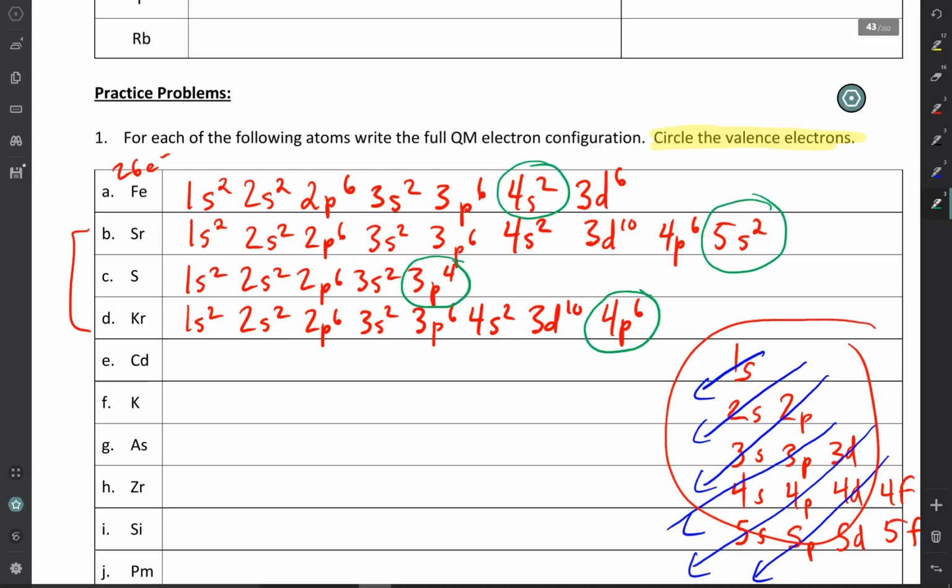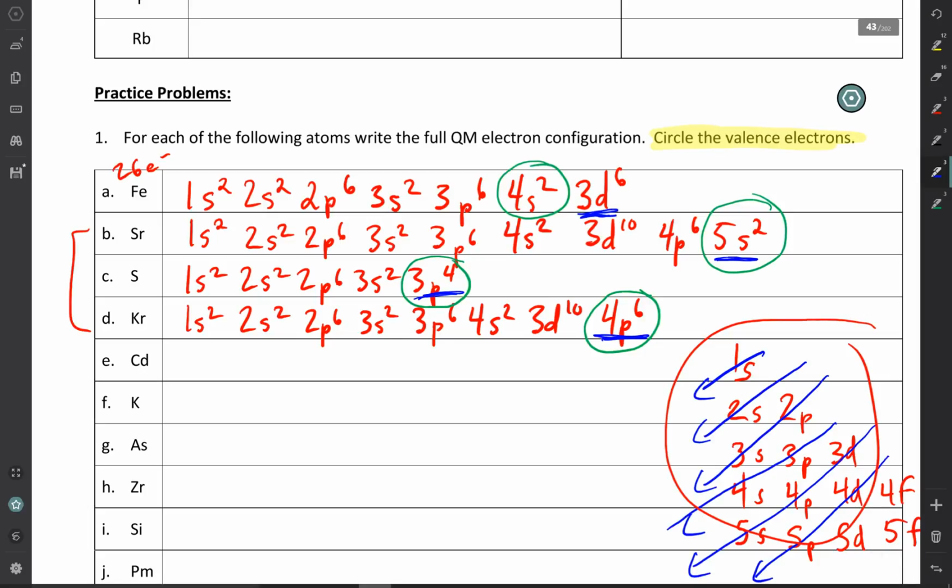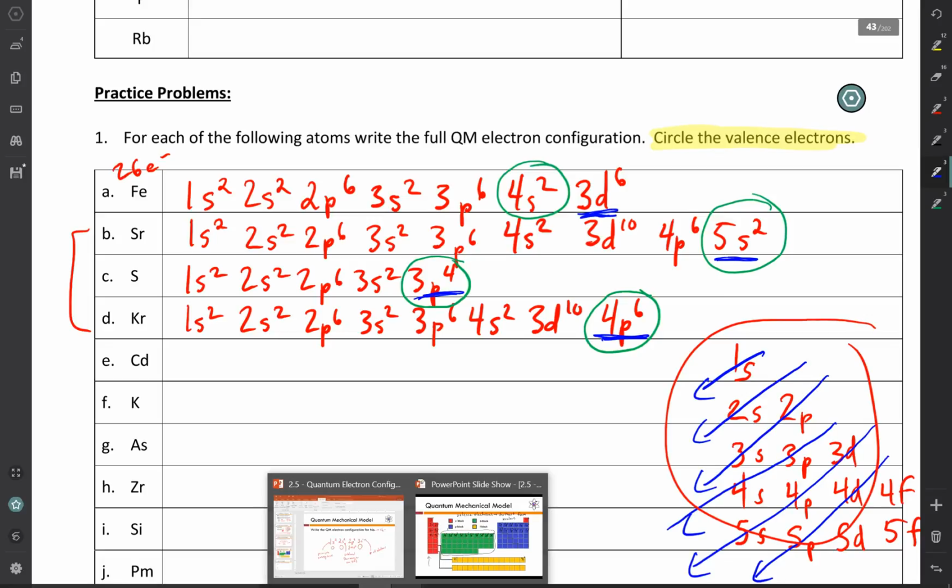to point out. If you take a look at those last electrons that we wrote, for example, in iron 3d6, strontium 5s2, sulfur 3p4, and krypton 4p6. And then you look back at the periodic table that we were filling in, and if you can, also look at where those elements are located on the periodic table. You're going to see something kind of cool. So let's do that now.